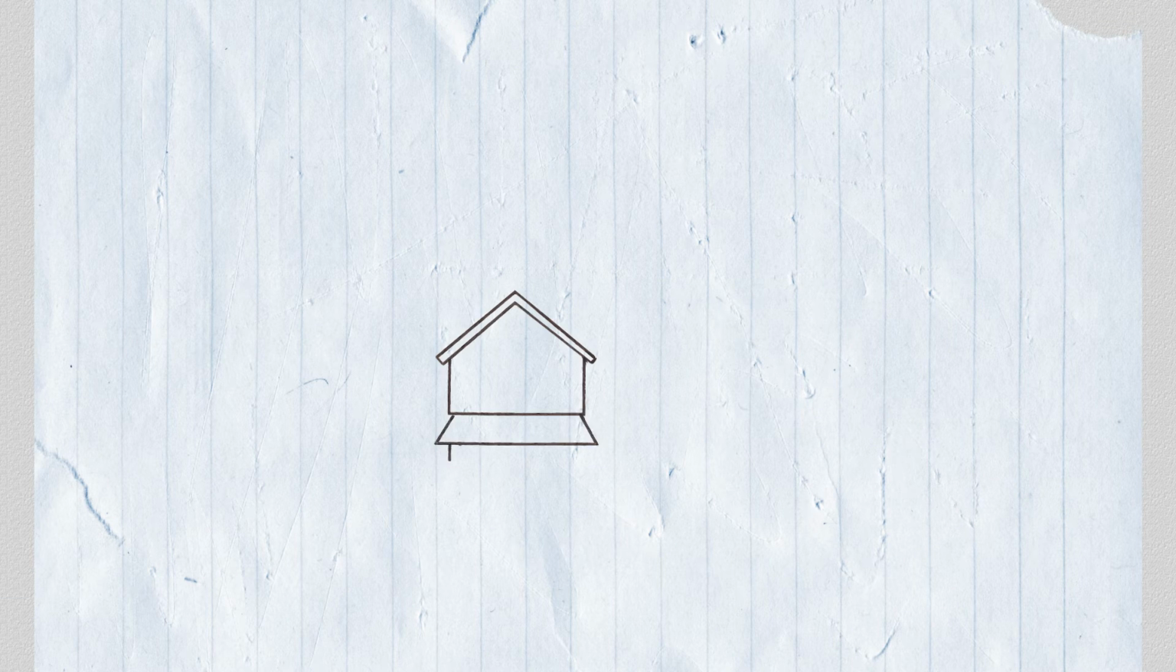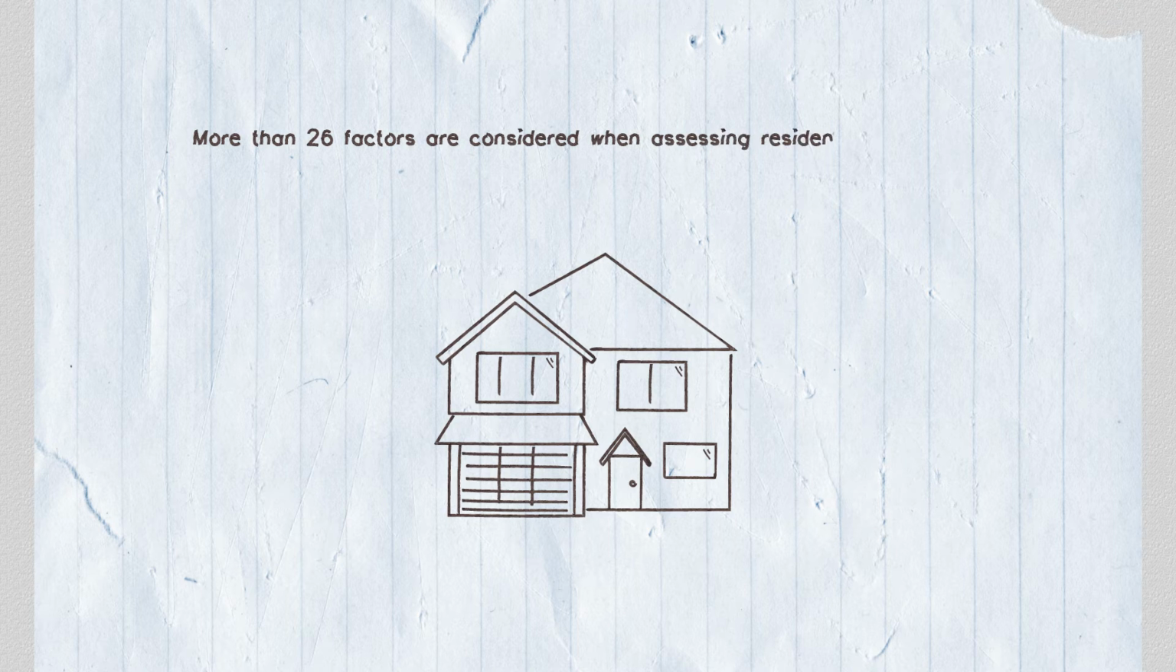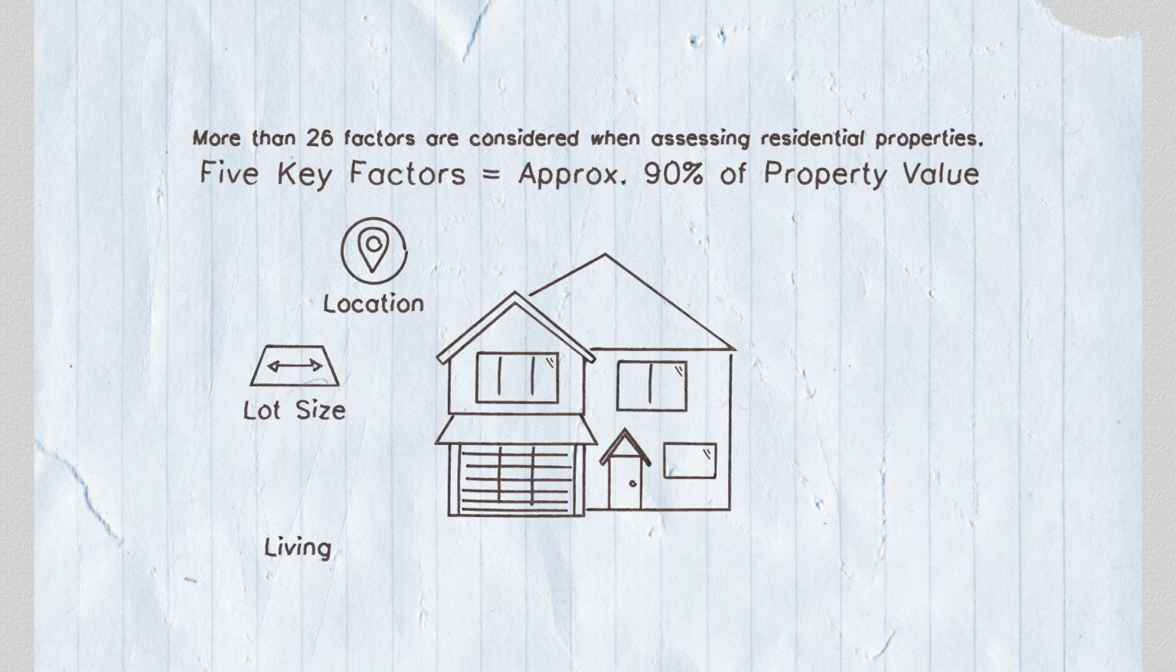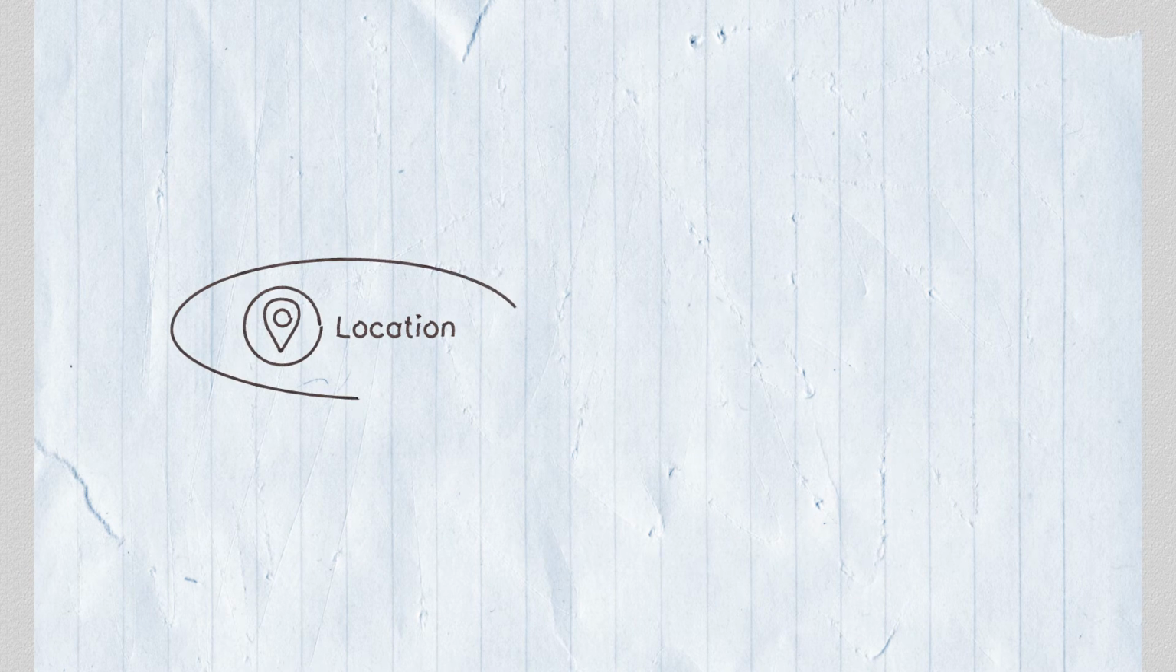So let's start by looking at the major factors that are used to assess your residential property. More than 26 different factors are considered when assessing residential properties. However, these five key factors determine approximately 90% of the assessed value: location, lot size, living area, quality of construction, and the age of your property. And as the saying goes, location, location, location. That's always the most important factor.